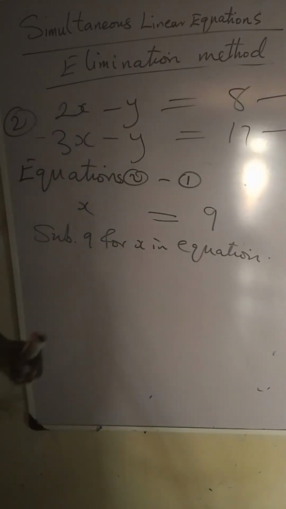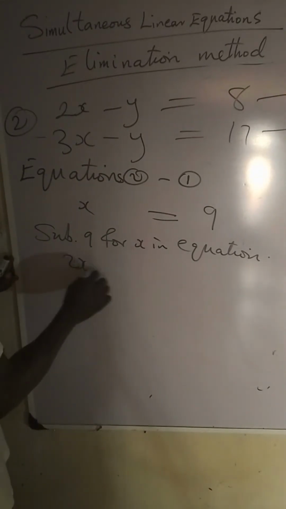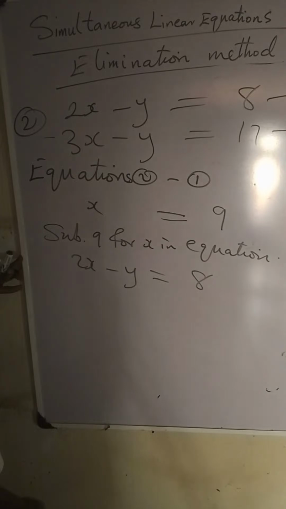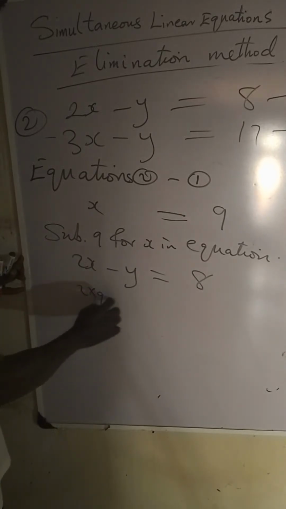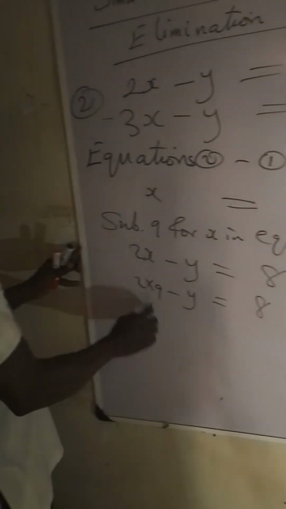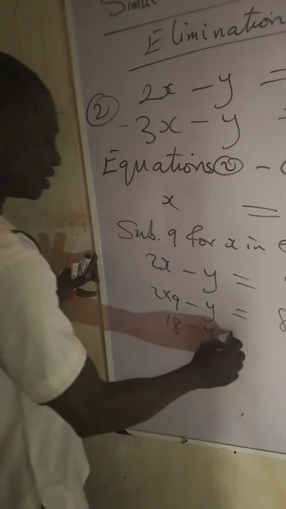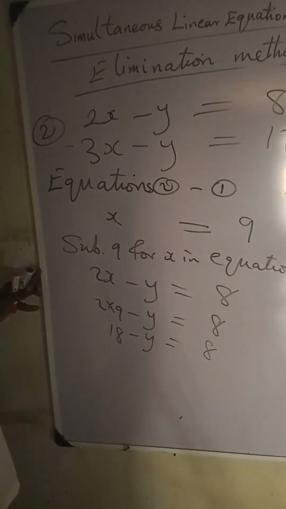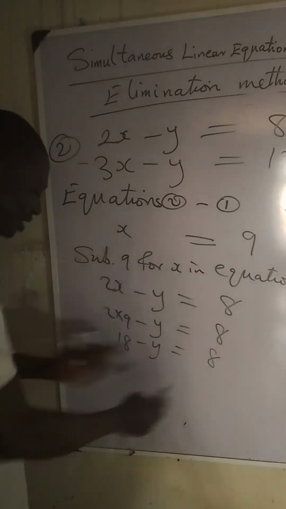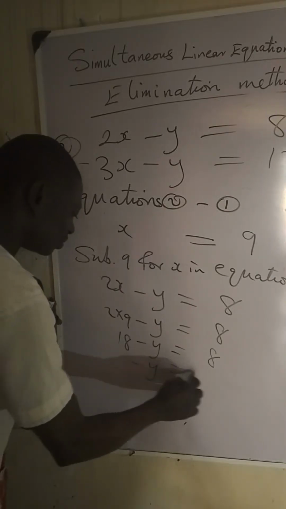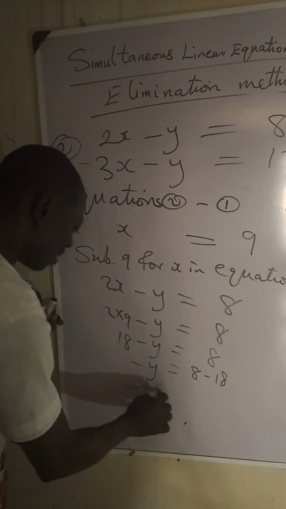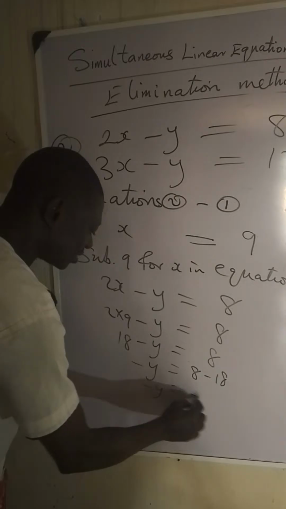Equation 1 says 2x minus y is equal to 8. Anywhere we see x, we replace it with 9. And so 2 times 9 minus y is equal to 8. 2 times 9 will give us 18. 18 minus y is equal to 8. Then we are collecting like terms as usual, meaning that the number 18 goes to that side, and we have minus y is equal to 8 minus 18. In that sense, minus y is equal to minus 10.